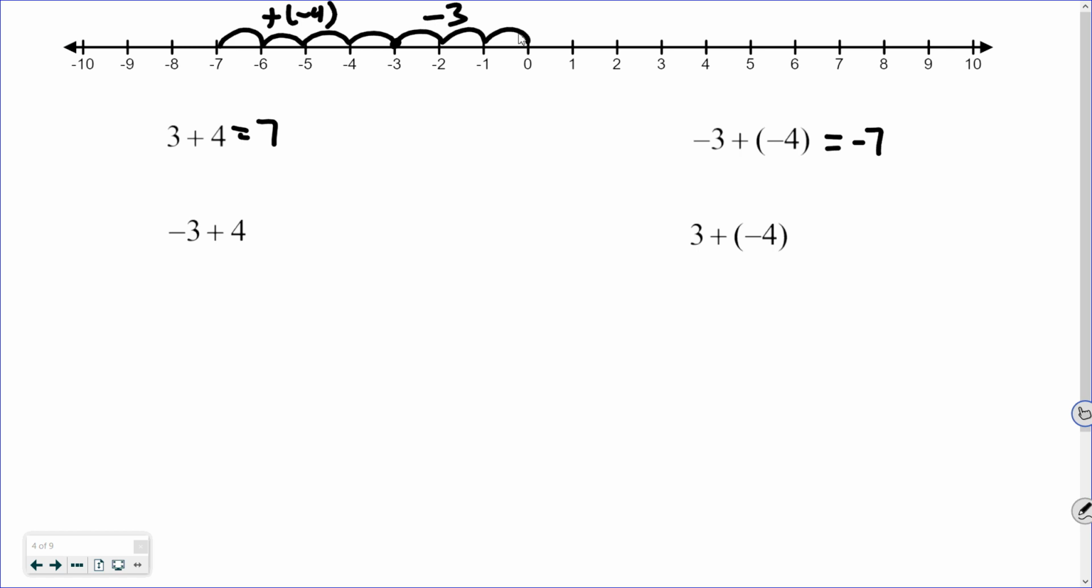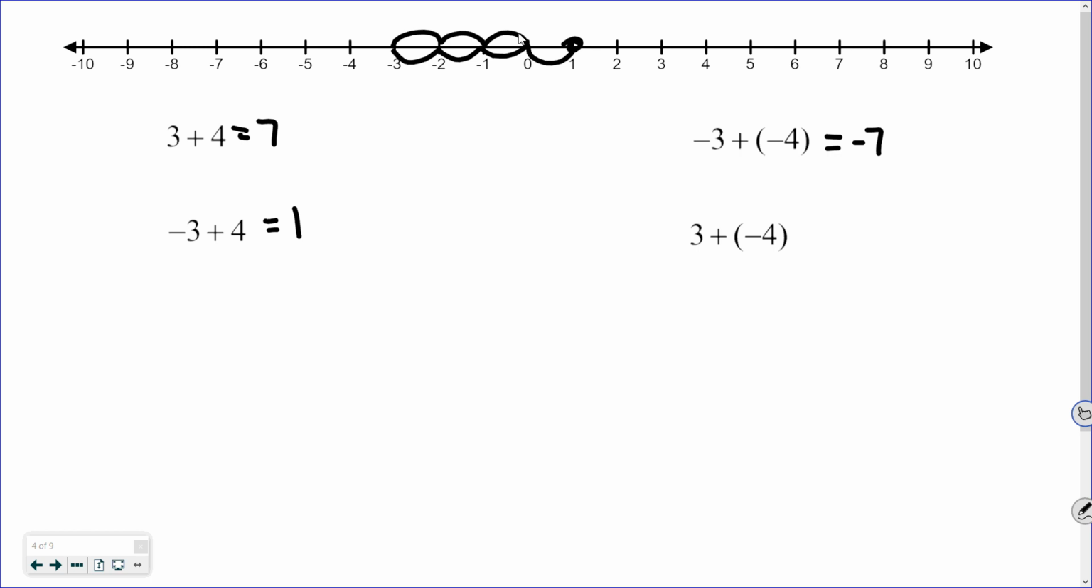Negative 3 plus 4. On that one I would move 3 places to the left. It puts me at negative 3. But then it's a plus a positive 4. That's going to move me back 4 to the right. So there's 1, 2, 3, 4. So we end up right there at 1. So you can think about what happens if you have one that's negative and one that's positive. I'm going to have you write your own rules here in just a second on what happens.